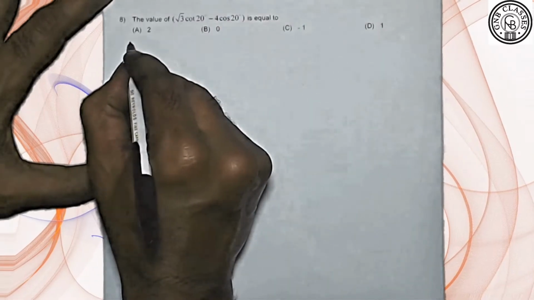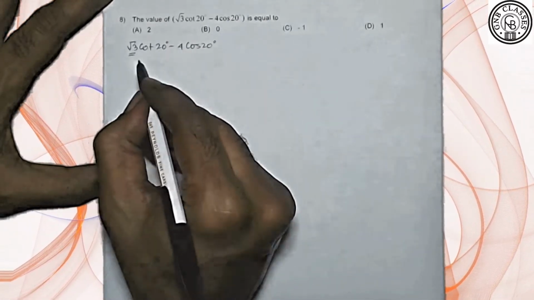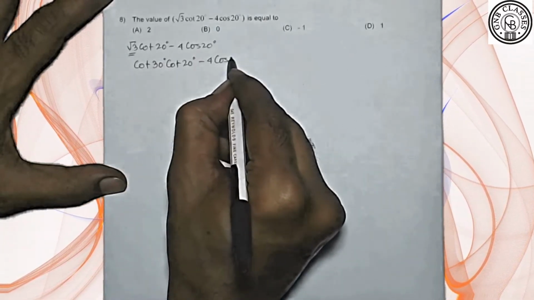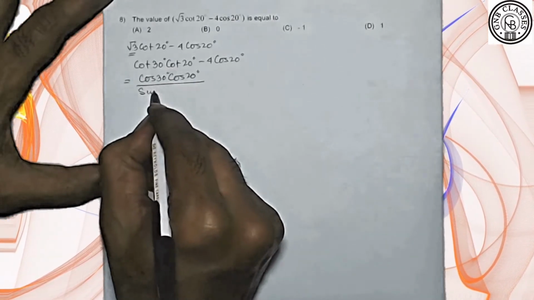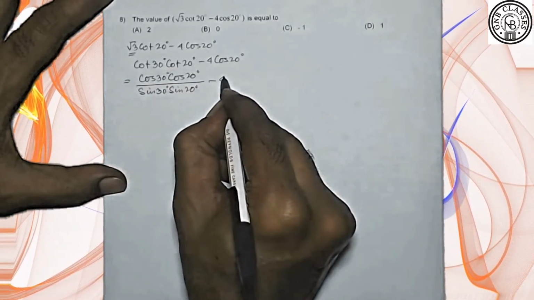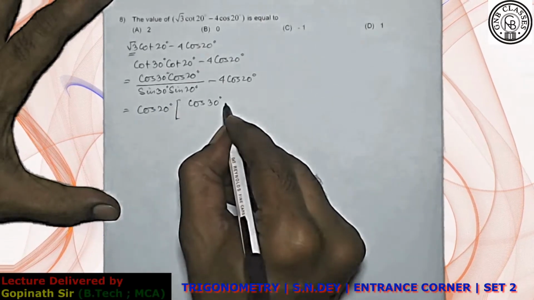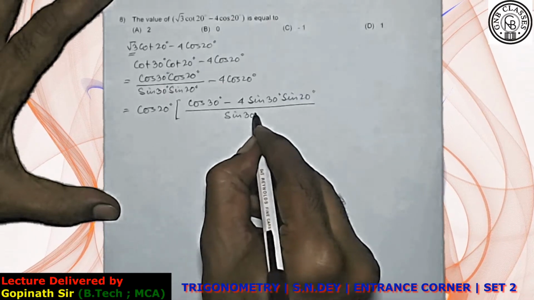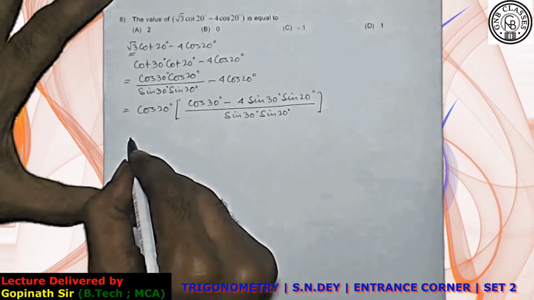We have to find the value of this expression. So in place of root 3, I am writing it as cot 30 degree. If I take cos 20 degree common, we are left with this. Now the value of sine 30 degree is half, so let me put the value.